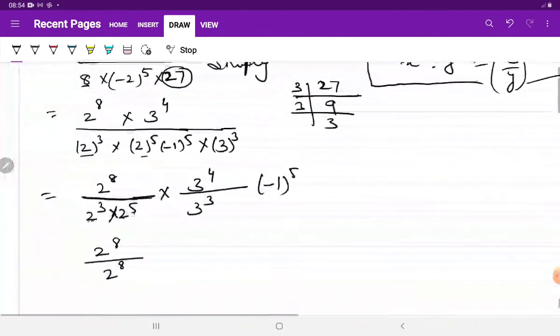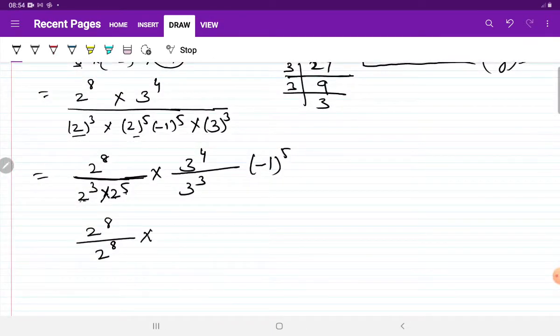Okay. Now again here is base same. Powers will subtract. So 3 raised to power 4 minus 3 you can write it. And minus 1 raised to power 5. So here again same law will apply. Second law. So base same. They are dividing.